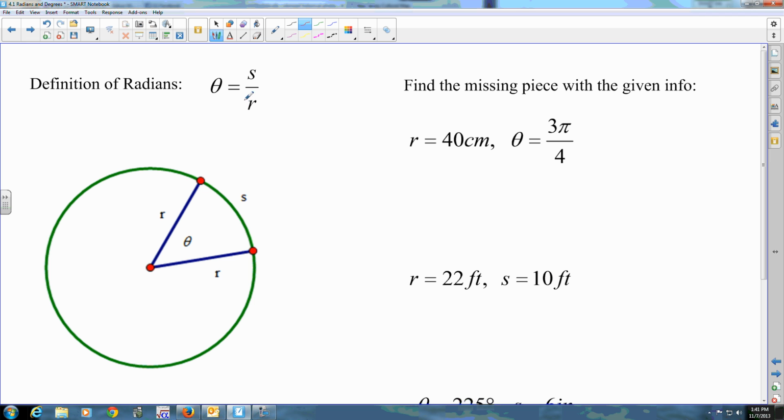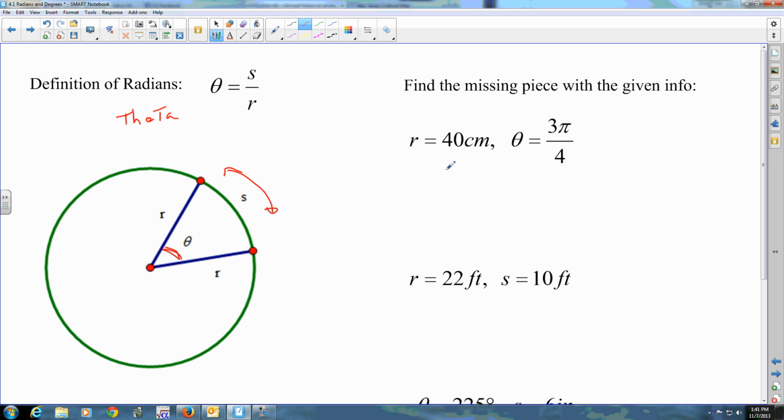Definition of measuring an angle in radians is theta, and that's pronounced theta, T-H-E-T-A, theta, equals S over R. S is your arc length. It's the length of arc that this angle, that theta, cuts off, and R is your radius. It's just the definition. And they're going to say, find the missing piece of information given this information. Well, you just fill in the blanks.